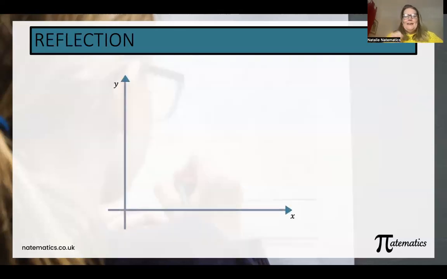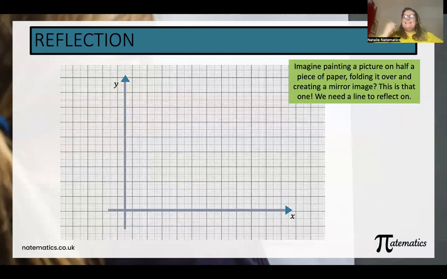Okay, number 3 is reflection. The best description I think of with this is, you've done this probably in primary school. We get a piece of paper, you draw something on one half of it, fold it over, and then you sort of smudge it, and then you have a reflection. Yeah, those sorts of things. Have that in your mind when you're looking at reflections.